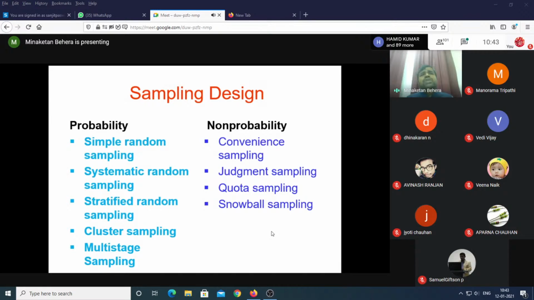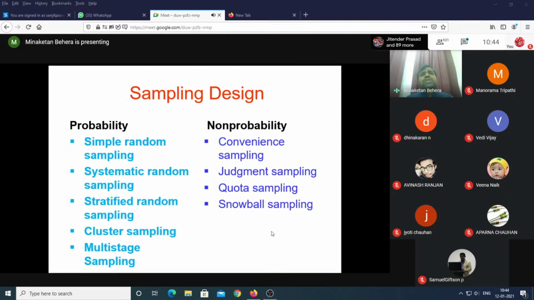Or suppose I want to do a survey in a particular small scale industry, and there is a small scale industry that is my own. So convenience means convenience to the researcher. On that basis, error is there. That is what we call convenience sampling.